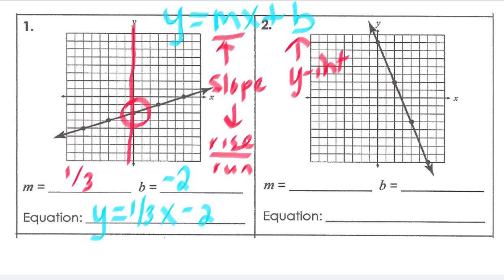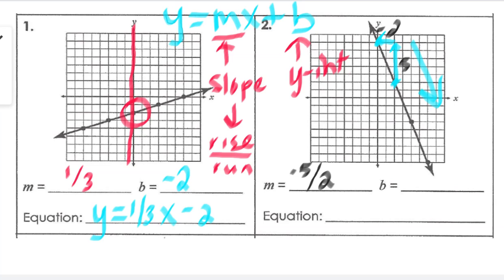Okay, so let's look at this next graph. Just looking at this graph, we want to remember that we read our graphs from left to right, and this is going down from left to right. So our slope is going to be negative. We're going to first pick 2 points on the line, and we're going to do the rise over the run. So we rose 1, 2, 3, 4, 5, and we ran to the left negative 2. So our slope here is going to be negative 5 over 2.